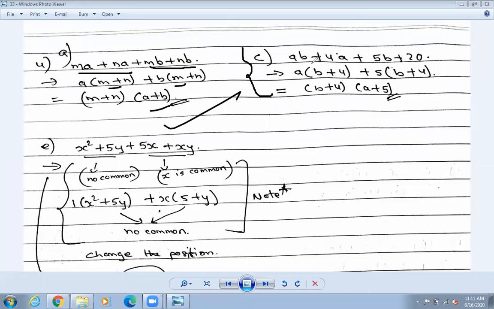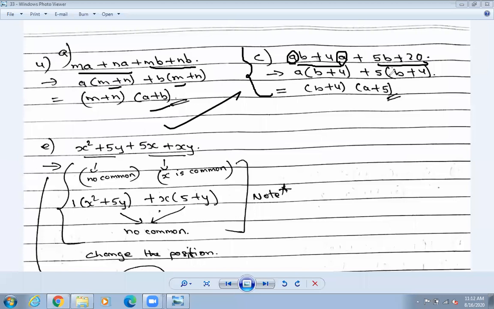Okay, look at it. So ab plus 4a. Again, focus on these two terms. What is common? A and a, they are common. A and a are common, sir. Let us write a as the common term. So what is remaining? B plus 4 is remaining.